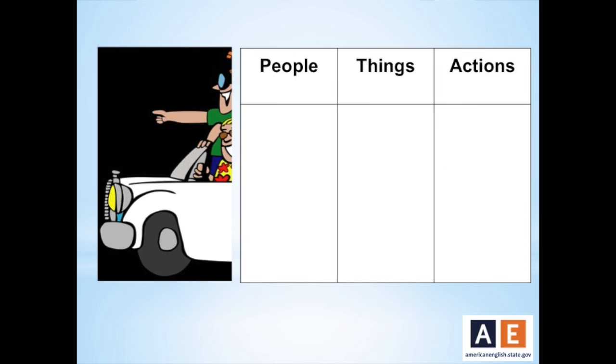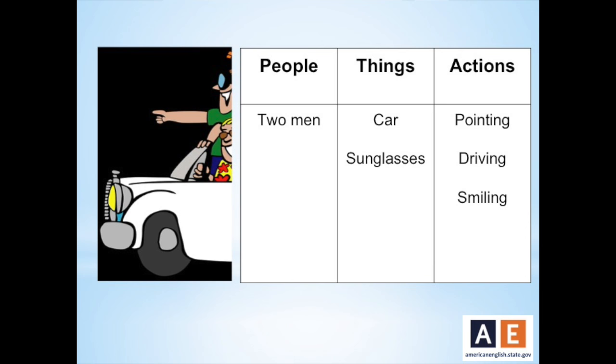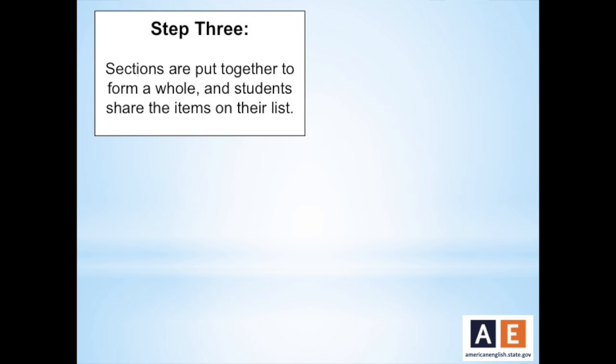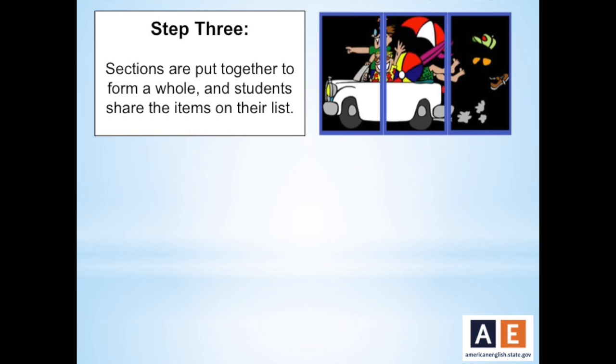Let's try it out. What do you see in this section? Write your list of words down on a piece of paper. Here's an example of what your chart might look like. Many of you probably listed all or some of these words. Great job. In step 3, students place their sections together to form the entire picture.